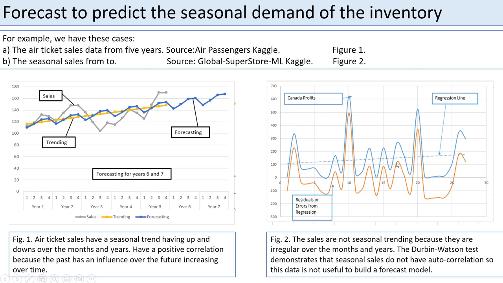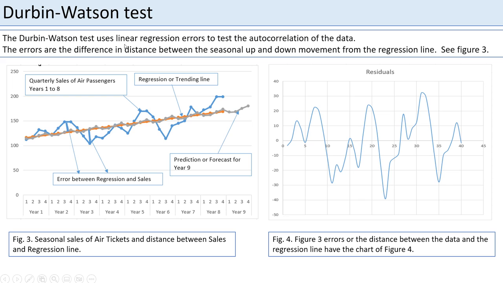Even if you have a large amount of data, that doesn't mean that it will be useful to make a forecast of the demand of this product. So that's why we have to make this Durbin-Watson test before. Okay, we have the Durbin-Watson test.